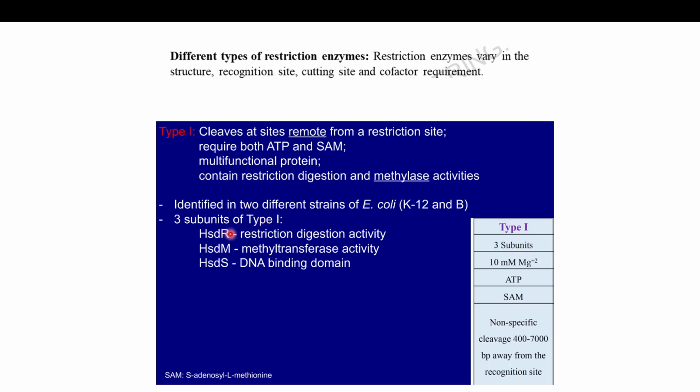There are three subunits of type 1. One has restriction digestion activity, the R form. Then there's M, which helps in methyltransferase activity, like methylase, and then there's HsdS or S type, which recognizes the specific DNA site, binds to the DNA, and then performs its function. If we talk about remote activity, it recognizes a particular sequence, but it cleaves around 4,000 to 7K nucleotides away from the recognition site.